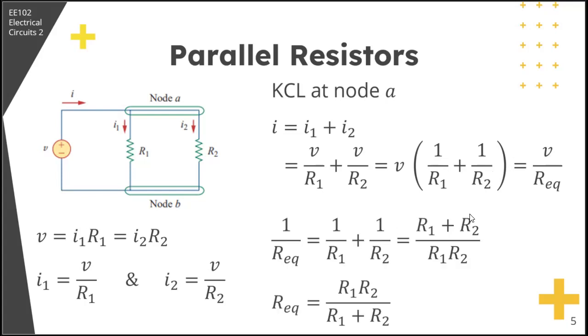From this equation, we can see that 1 over R equivalent is equal to this expression, that is 1 over R1 plus 1 over R2. So combining the fractions, that would become R1 times R2 divided by R1 times R2, and then R1 plus R2 over R1 times R2. Then cross multiply, so we have R equivalent equal to R1 times R2 over R1 plus R2.